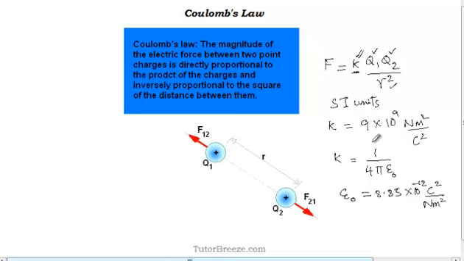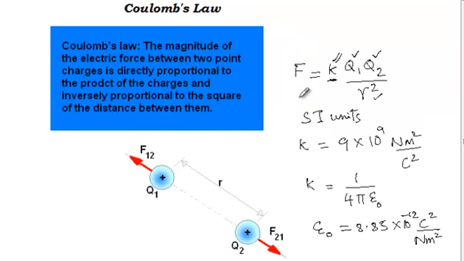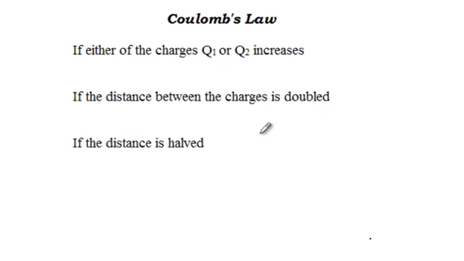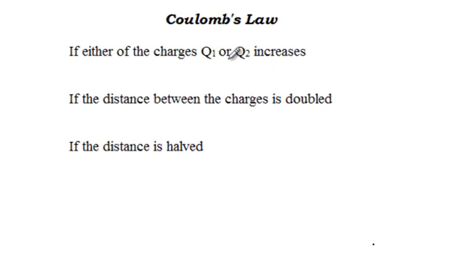Now in most questions that we'll be doing, the two charges are placed in air. So for that you need to remember that the value of the constant K is 9 × 10^9 newton meter squared per coulomb squared. Now let's look at this one by one and see how each of these affects the force between the charges. We know that the force is given by K Q1 Q2 over R squared.